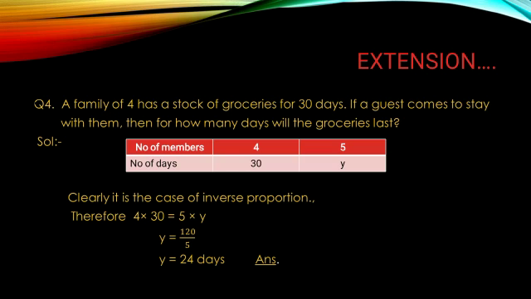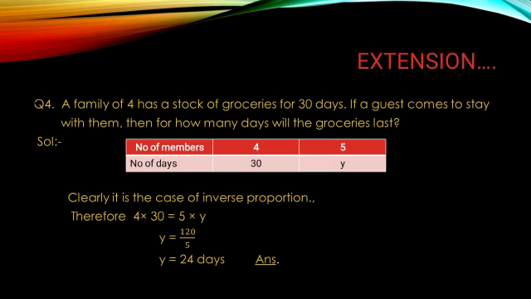Now in the next statement, they are saying if a guest comes. If a guest is coming, it doesn't mean that one of the family members will go out of the home, right? So that guest will also add up to the family members. First, family members were 4 and now 1 more candidate is coming. So 4 plus 1 will become 5. So now, according to the second condition, the number of members will be 5. Now we have to find out the number of days.